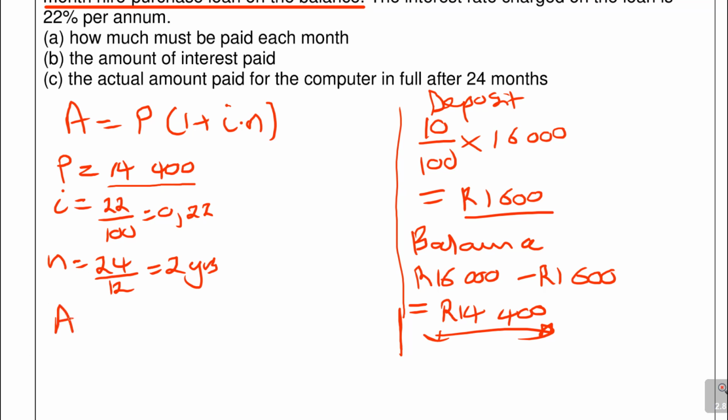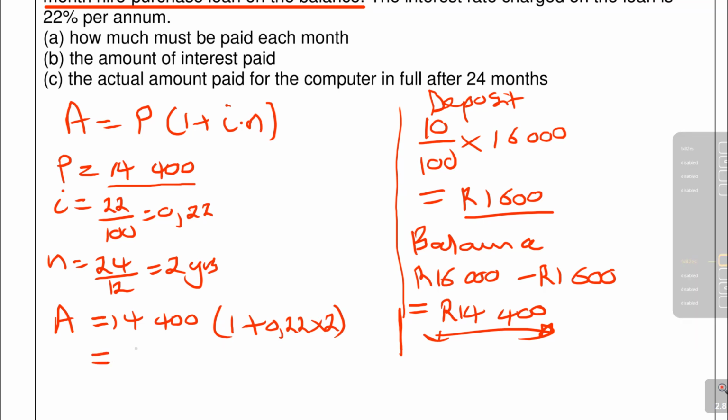So you're going to say A is equal to P, which is you're starting at 14,400, which is 1 plus I, which is 0.22 times 2. So you took it as 14,000, but guess what? You know about the credit. You're not going to pay it as 14,000. You're going to have to pay it more than that. So let's look how much it's going to be.